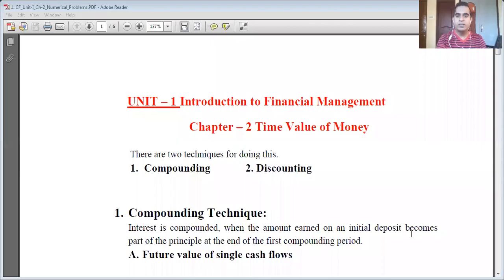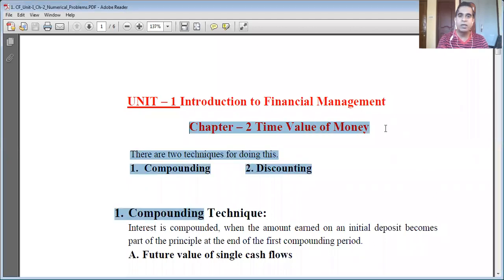Students, I hope you can see this PDF file, right? Yes, sir. Okay, so remember that we are learning unit number 1, chapter number 2, time value of money, and we are learning the time value techniques, how to convert the present sums into future value, or how to convert the future value into present sums. For this purpose, there are two techniques. One is the compounding technique and another is the discounting technique.